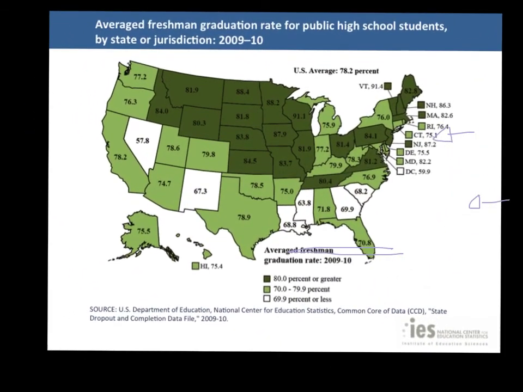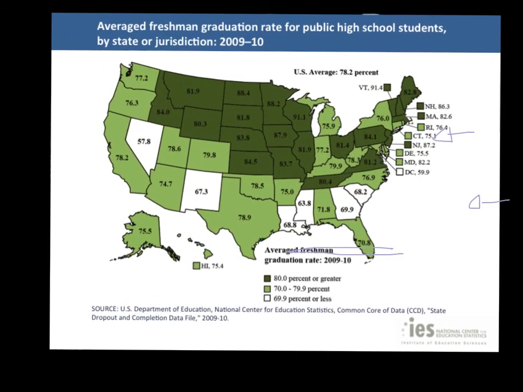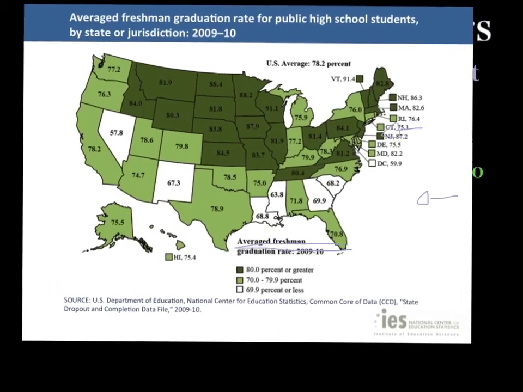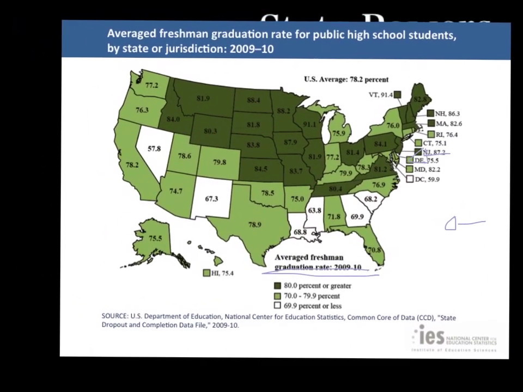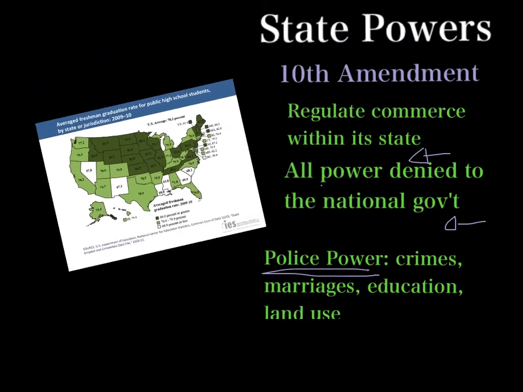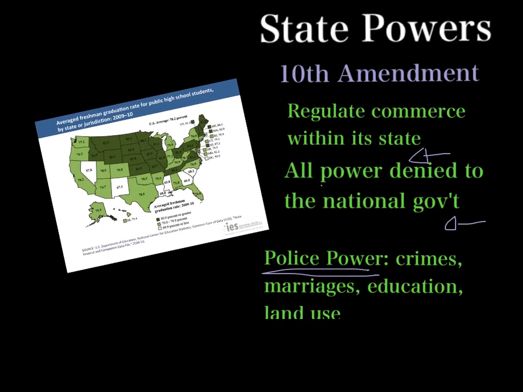If we take a look at this visual, it shows the average freshman graduation rate for public high school students in 2009-2010. We can see that Minnesota has one of the highest averages in the country at 88.2%. The national average is 78%, and we can see that there are some significantly lower areas, such as Nevada at 57.8%, and other states who have a much smaller graduation rate percentage. So this inequality can sometimes be challenging for American citizens because of this policy of federalism or division of power.